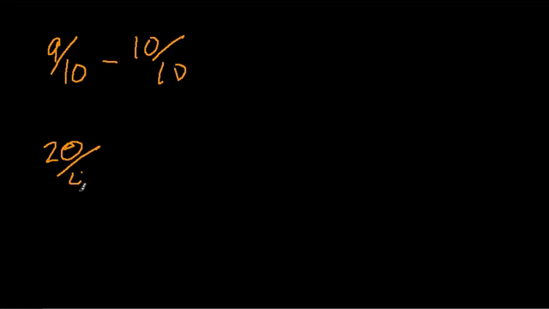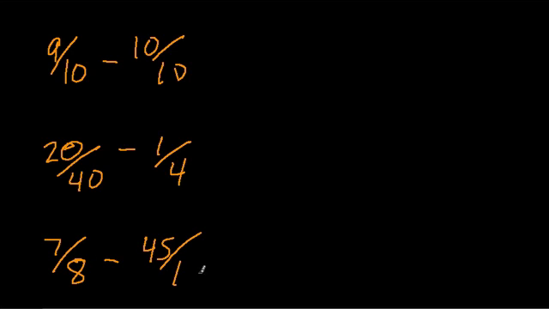Okay, so we've got a couple more scenarios and strings to work with where we're using the double number line. Here we have 9/10 minus 10 over 10, 20 over 40 minus 1/4, and 7/8 minus 45 over 60. And in the last video, I tried to think about these in ways that I could reduce the fraction to understand what's happening.